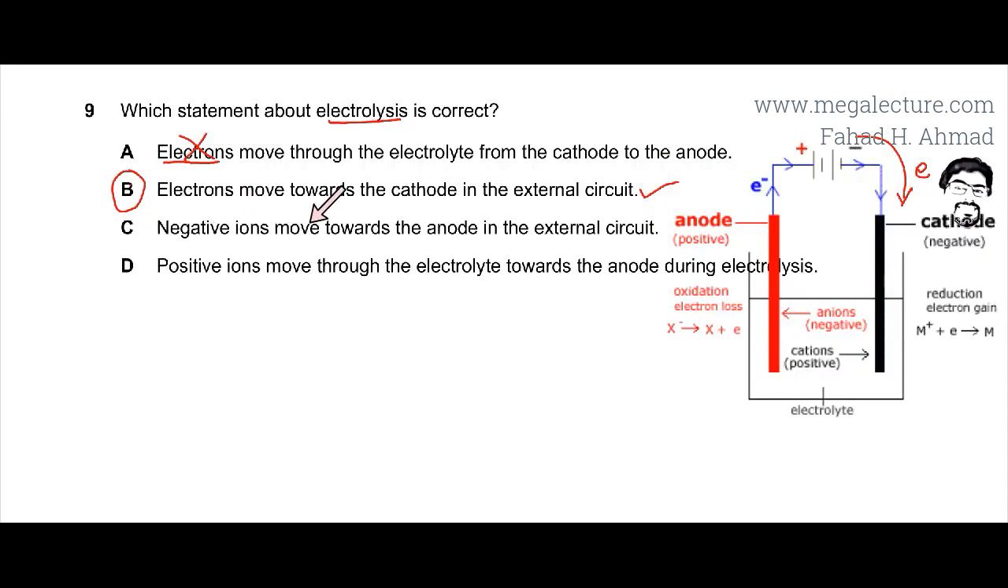Option C is negative ions move towards the anode in the external circuit. As you can see, the negative ions are going to get attracted towards the anode, but not in the external circuit. Negative ions move towards the anode inside the solution, not the external circuit. So that statement is incorrect. And option D is positive ions move through the electrolyte towards the anode. That is also incorrect because positive ions are traveling towards the cathode. The cathode is negative and they're going to be attracted to the cathode. So this statement is also incorrect.